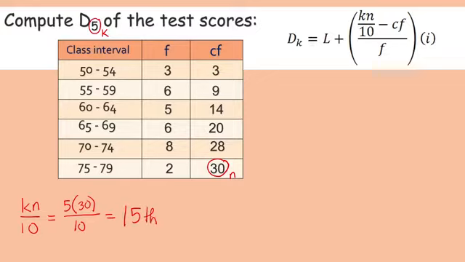Now, where is 15 located in the CF? 20. Okay, it's located here. This is the first number greater than 15. So meaning, this will be my reference. This will be the class that contains the fifth decile.